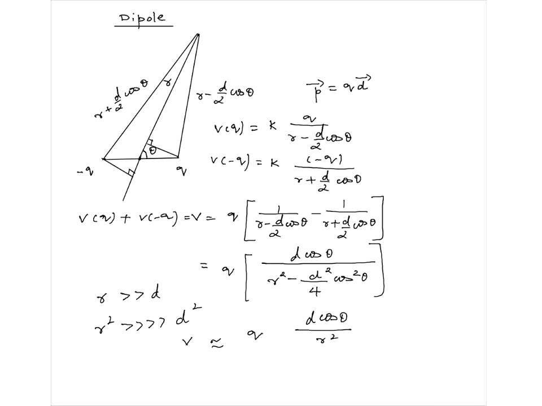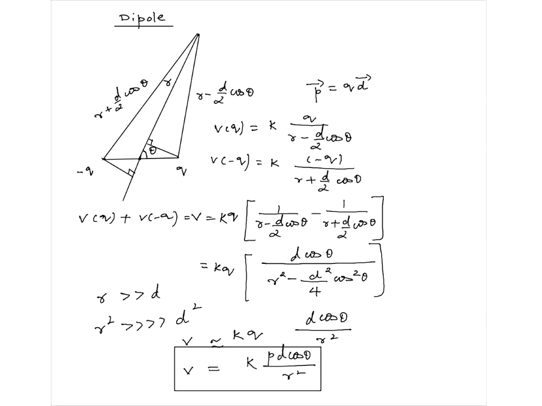But QD is called P, dipole moment. So PD cos theta, just go ahead, by R square. So shouldn't K also come? K should come. K. That's our final result. Any questions? Let me know.